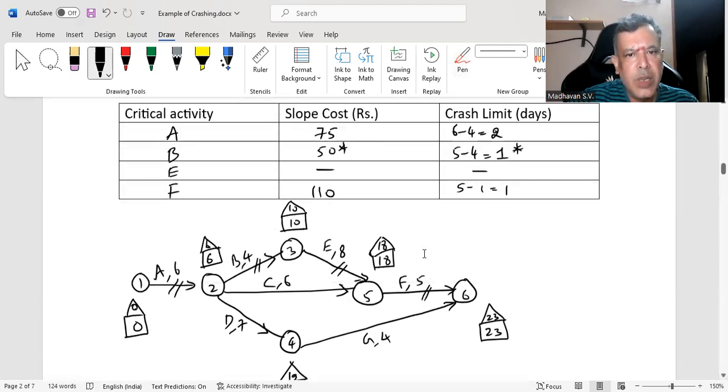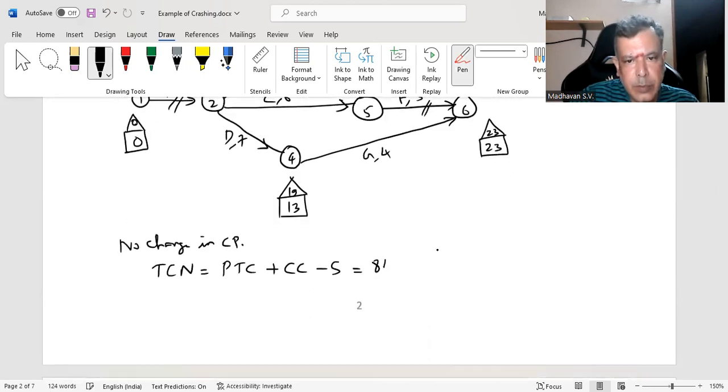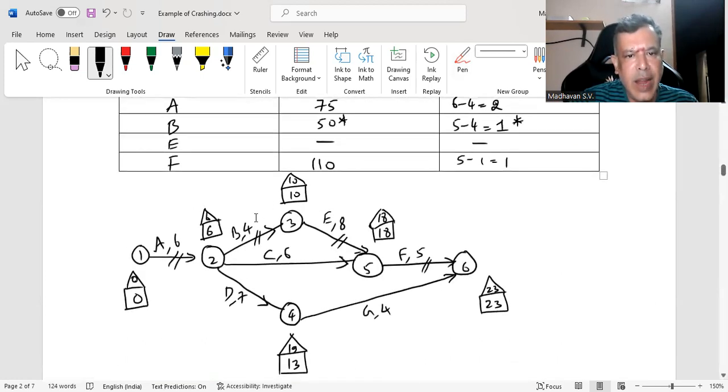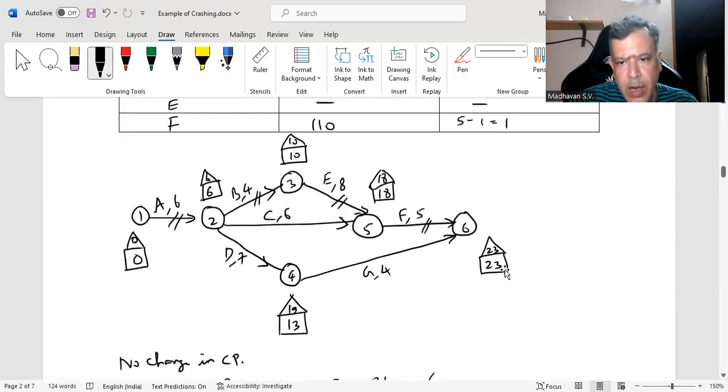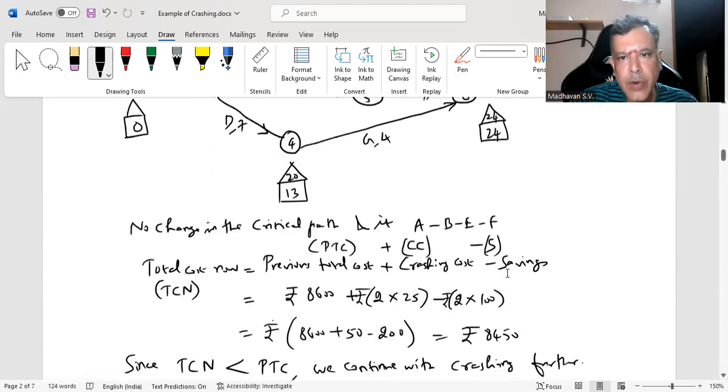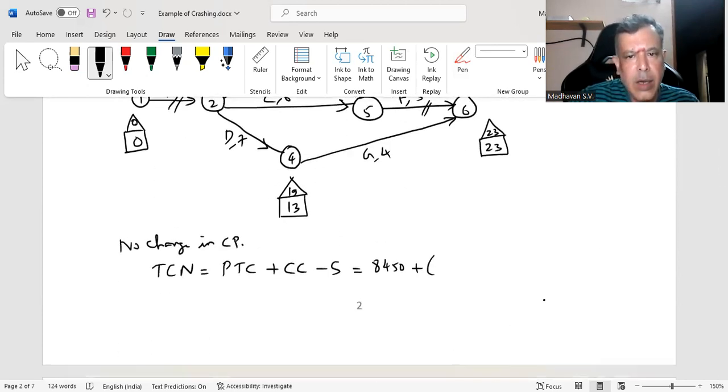Previous total cost is how much? It is 8450 plus crashing cost. We crashed now activity B. B's cost is 50 by 1 day. Overall, it is reduced by 1 day. Earlier, it was 24 days. Now it has gone down to 23 days. That means 1 day, B, you spent money, 50 rupees, 1 into 50. And there is a savings of 1 day, 100 rupees, which means overall there is a saving of 50 rupees.